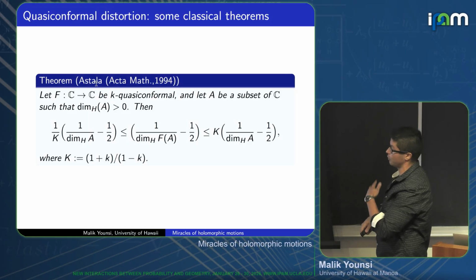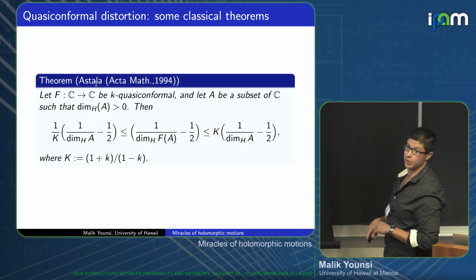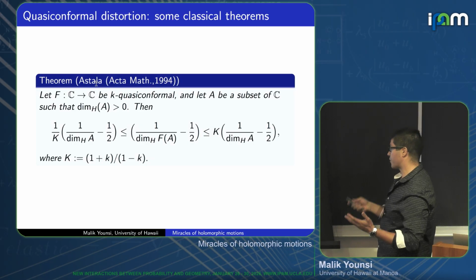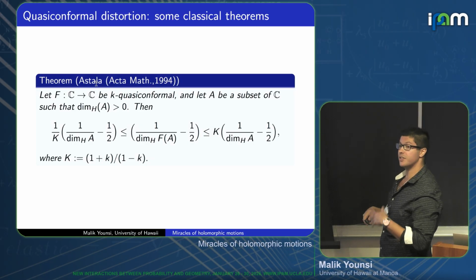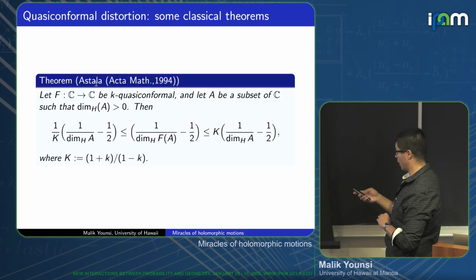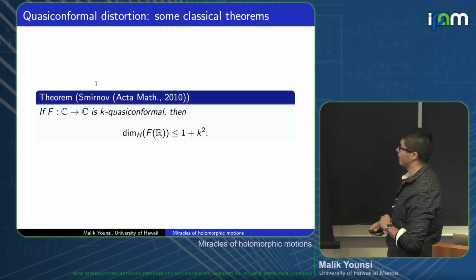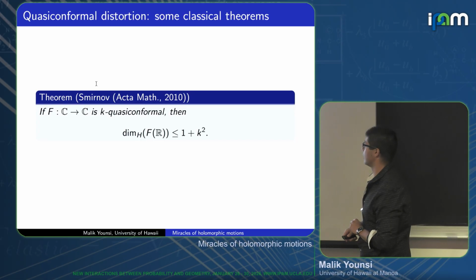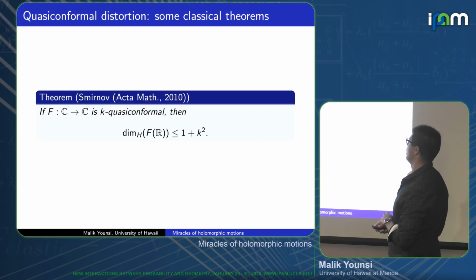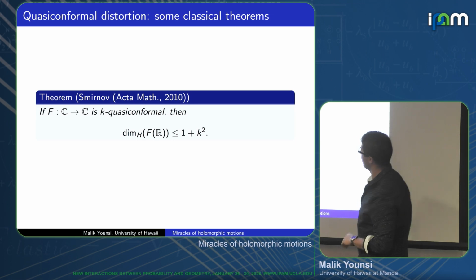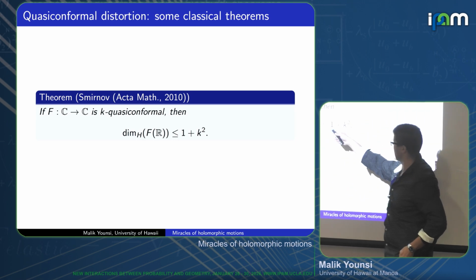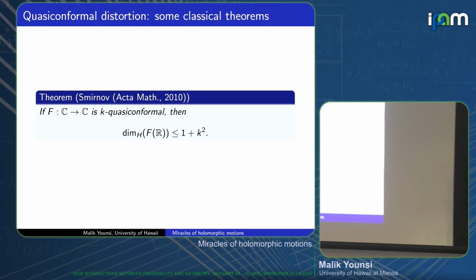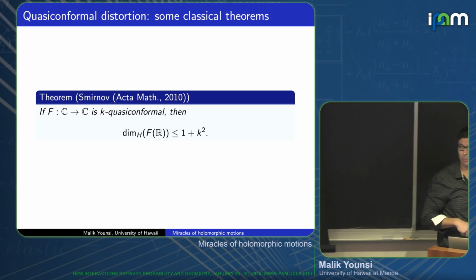If you do the calculation, you get 1 plus k. Now it was conjectured by Astala that this 1 plus k can actually be improved, to 1 plus k squared. And this was proved by Smirnov in another famous paper about 15 years later. He showed that if you have a k-quasicircle, then the Hausdorff dimension is at most 1 plus k squared.